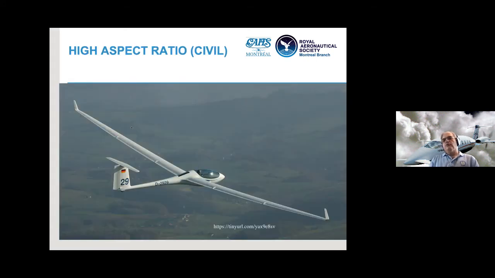Now, we said induced drag is prevalent when we're flying slowly, and when we want to climb, we have to fly slowly, because we don't want all the drags to increase. So when do you see very high aspect ratio wings? When we need efficiency at low speeds. And you can see what extremes we go to.